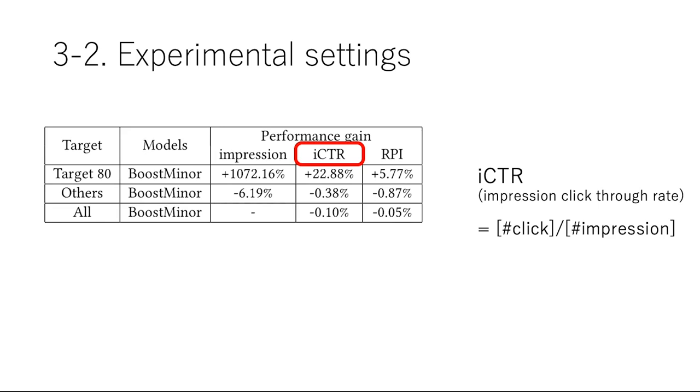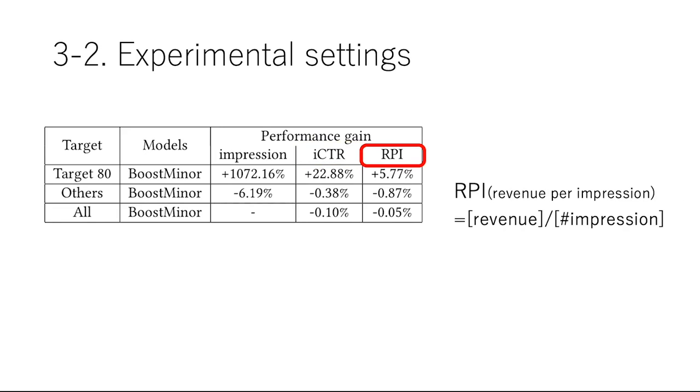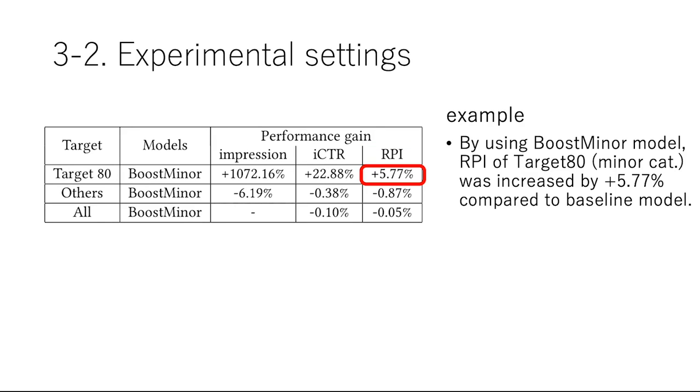For example, we can interpret this red square part like this. By using the BoostMinor model, the RPI of Target 80, its minor category, was increased by 5.77% compared to the baseline model. By doing that, we can evaluate the BoostMinor model. Target 80 was strongly enhanced.